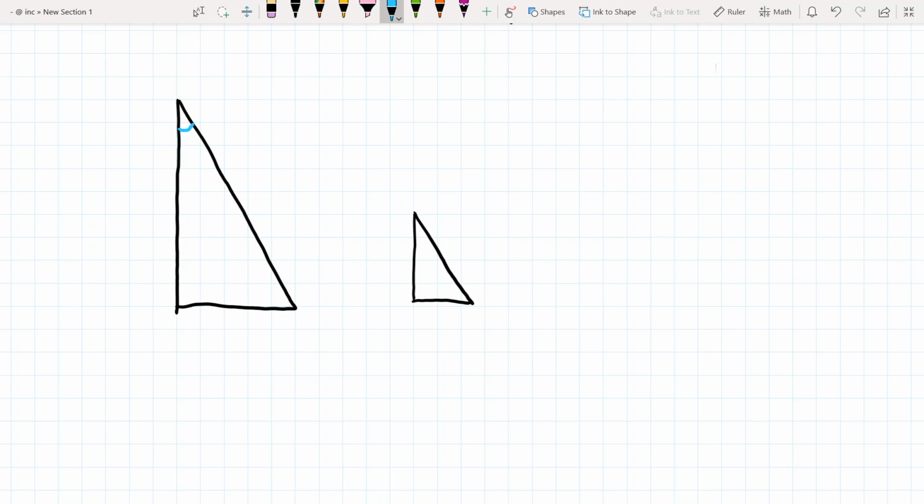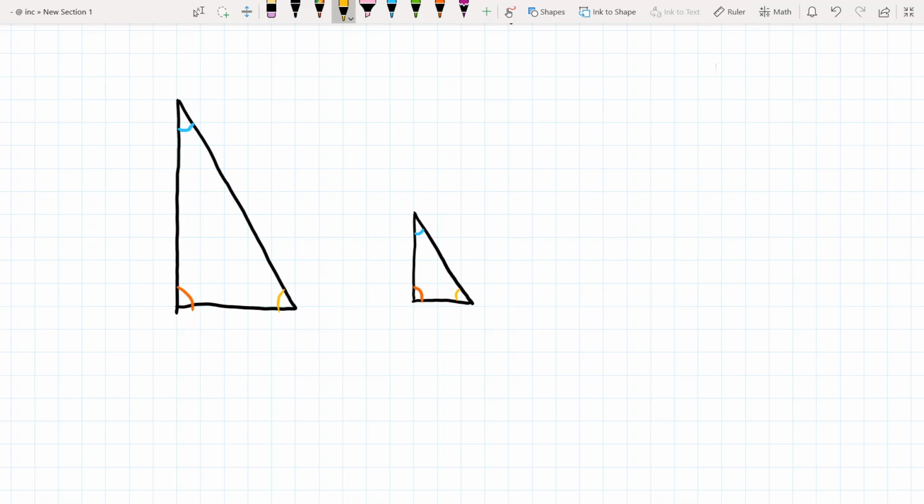You know that this angle is going to be congruent to this angle, and you know that this angle is going to be congruent to this angle. For those triangles to be the same shape, the angles must match.